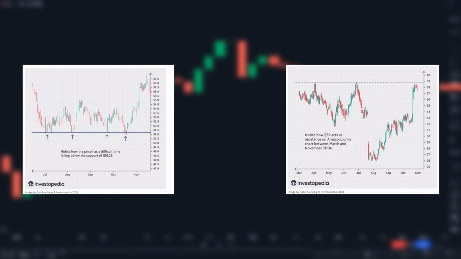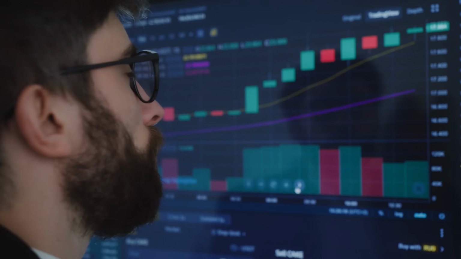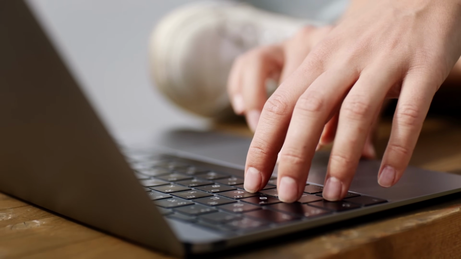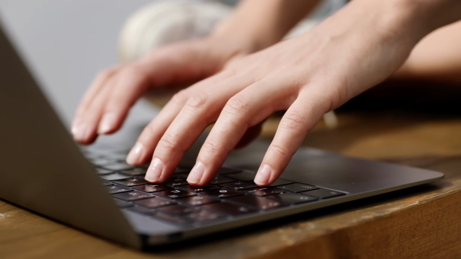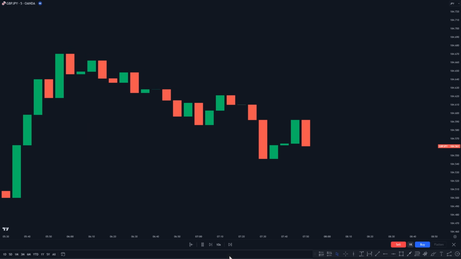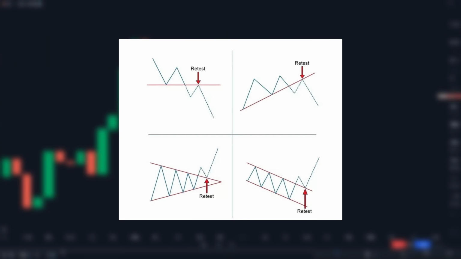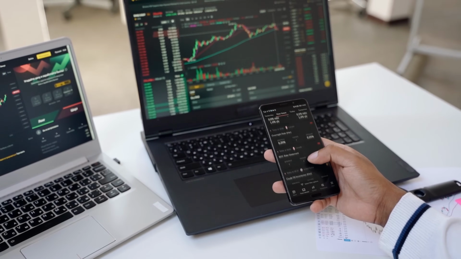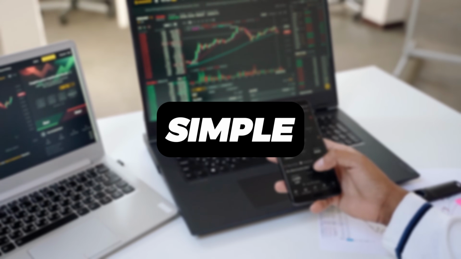Support and resistance levels are fundamental concepts in technical analysis, and trading based on them is a common strategy. One of the most popular strategies is the break and retest strategy. At its very core, this strategy is simple. I mean, look at this.